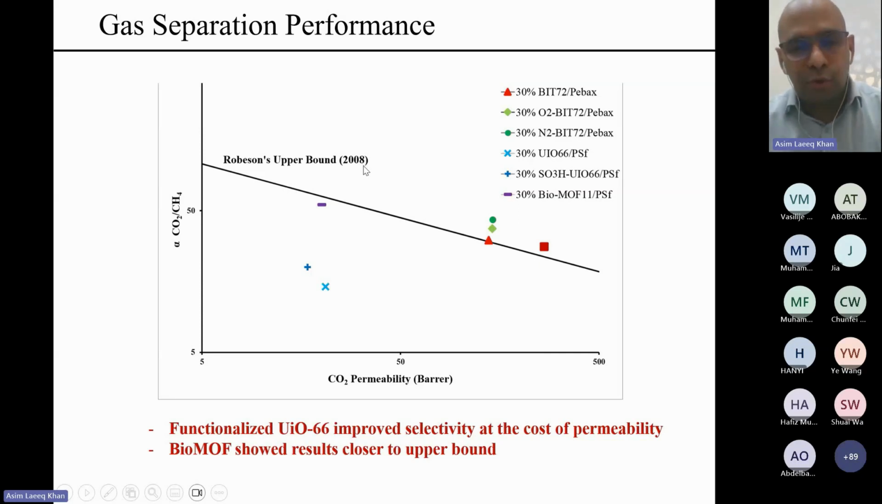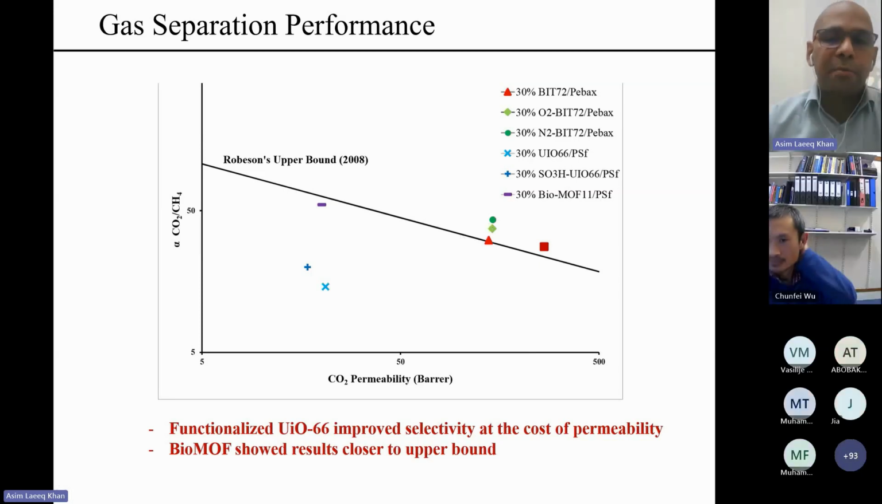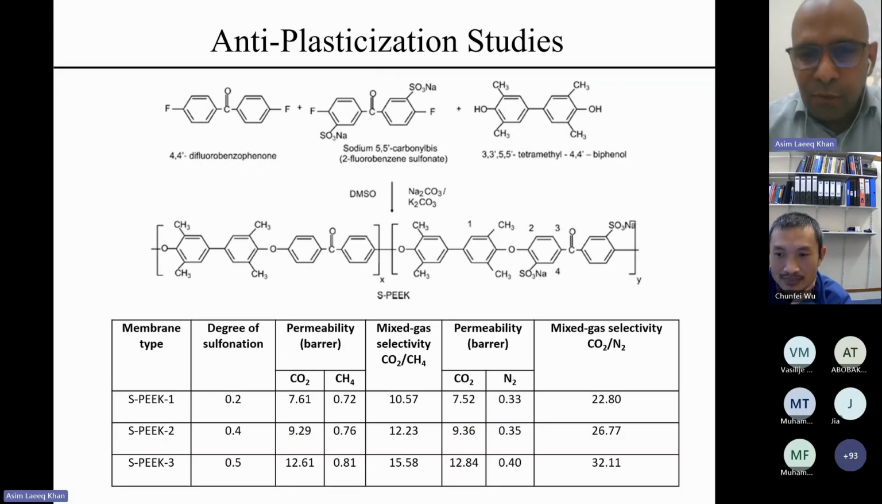The last one was for 1991, and more recently there are more and more coming in, but still we can see that the MOFs are showing extremely high permeabilities and selectivities, and probably these are the materials for the future if we want to overcome the trade-off.